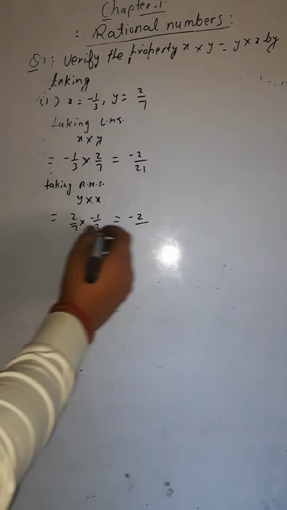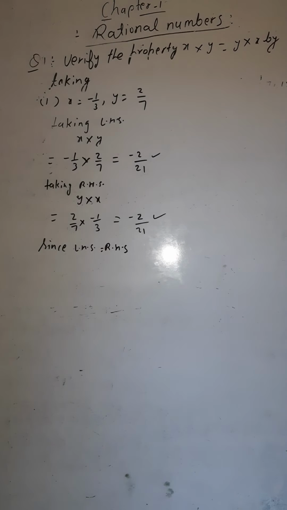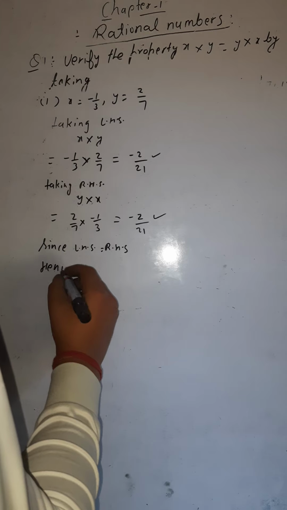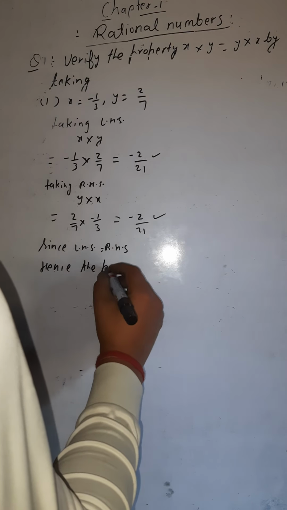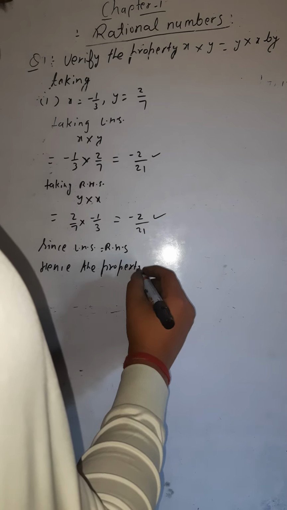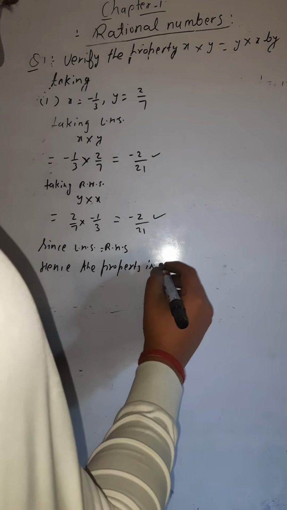So let's see, since LHS is equal to RHS, both are coming the same, LHS is equal to RHS, so hence the property is verified. So this is how you would solve the question.